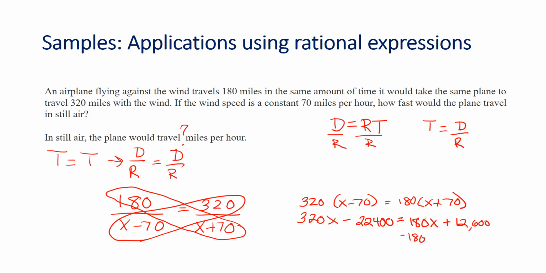And simply solve for x. I will move my 180x over to the left, which gives me 140x equal to, adding the 22,400 to the other side, is equal to 35,000. So divide both sides by 140, and it turns out that our miles per hour is 250 miles per hour.